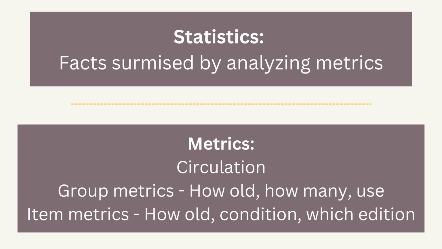Here are some definitions. Statistics are facts surmised by analyzing metrics. And if you remember from last week, some examples of metrics were circulation, group metrics, and item metrics. Statistics are mathematical calculations that allow the user to make generalized conclusions about large amounts of data.